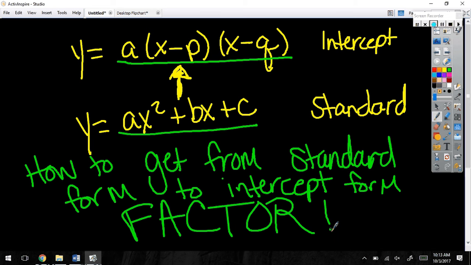So this is going to give us practice factoring and graphing, which is what our test is on Thursday. So let me show you an example.